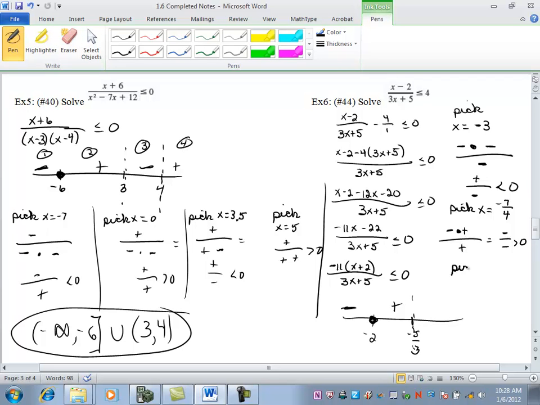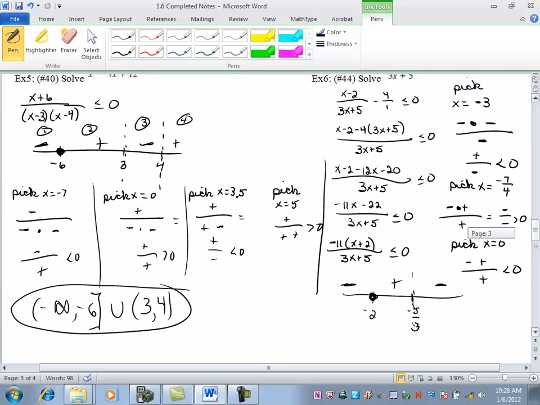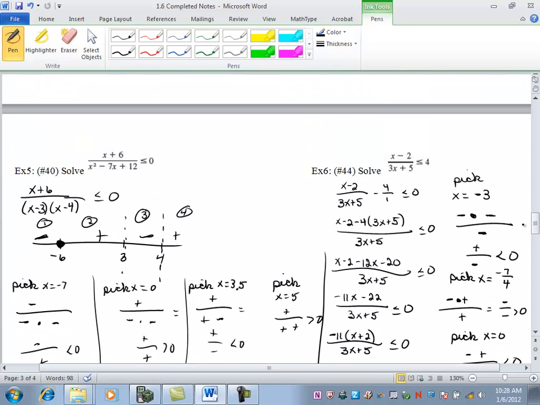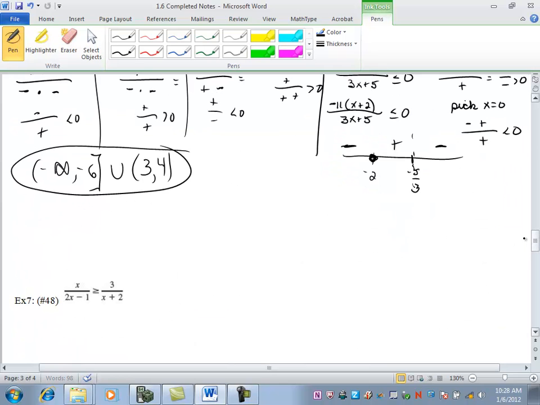And then if we pick x equals 0, we get negative 11. 0 plus 2 is positive, and then 3 times 0 plus 5 is positive. That will be negative. So I need to know where this is less than or equal to 0. And I look, we're going from negative infinity to negative 2, and I'm going to include negative 2 because the rational function is 0 at negative 2. And then again, parentheses, negative 5/3 to infinity.